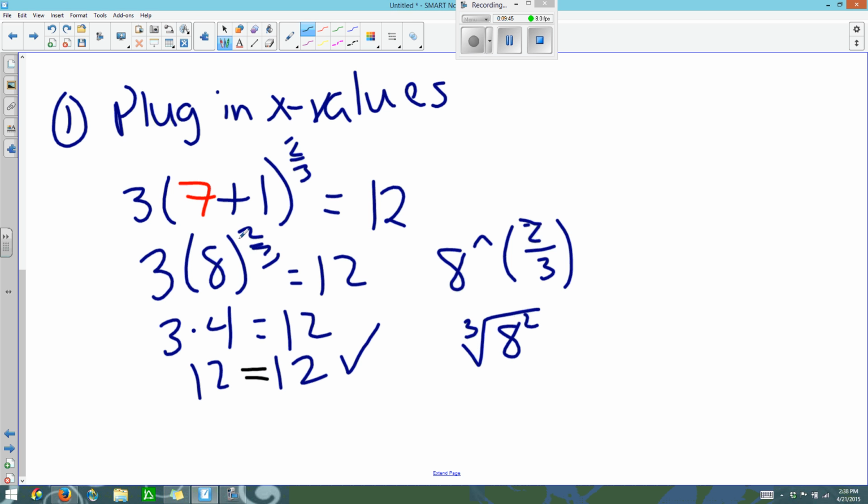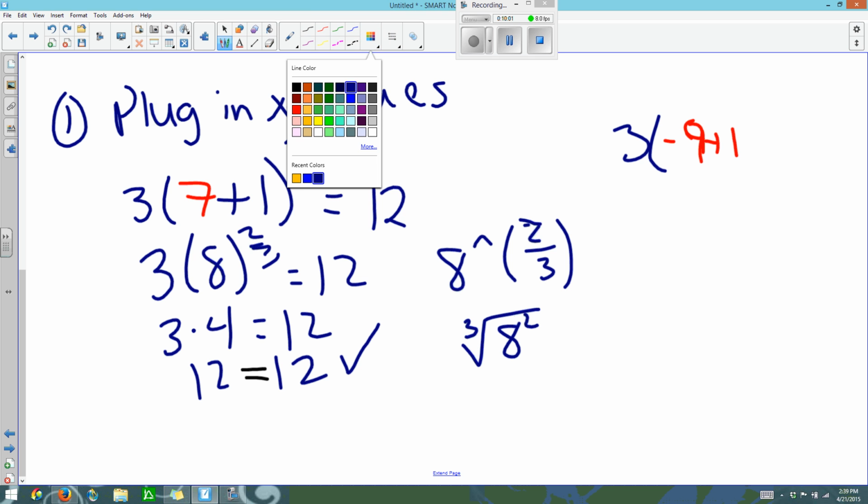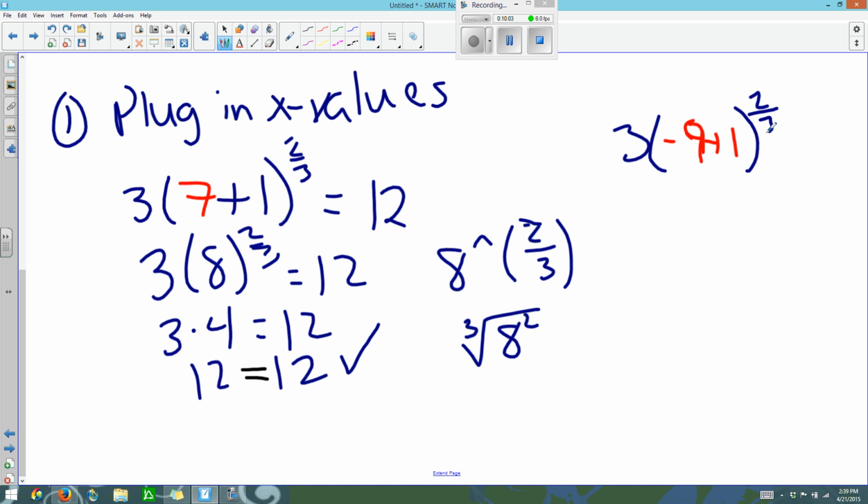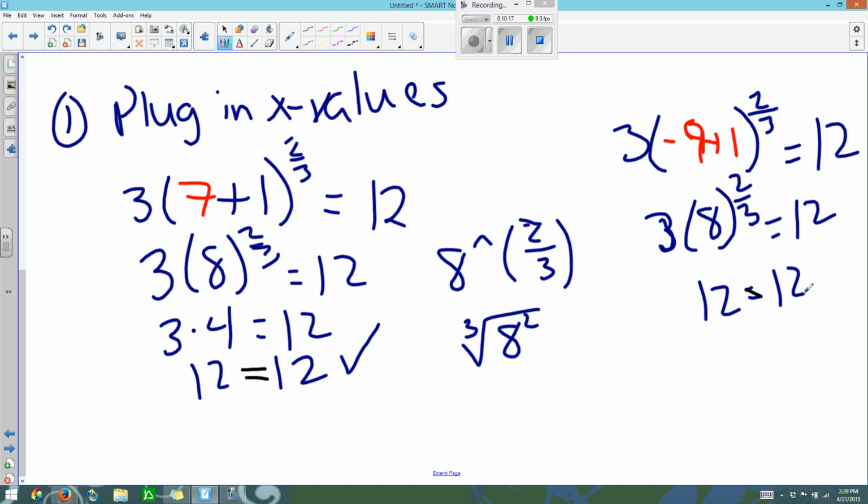Okay, that is correct. Now we're going to try the other x value. Do 3. I'm going to put it on the side here. Negative 9 plus 1. That's a negative 9, plus 1, raised to the 2/3 power equals 12. Okay, this also comes out to 8, which we know is the same from the last one, so we know that 12 equals 12, and we're good.